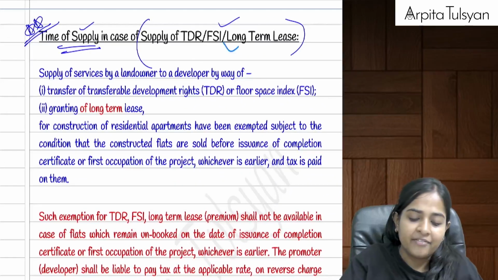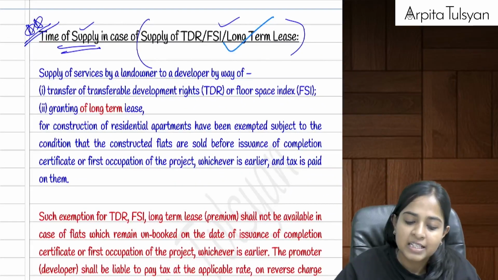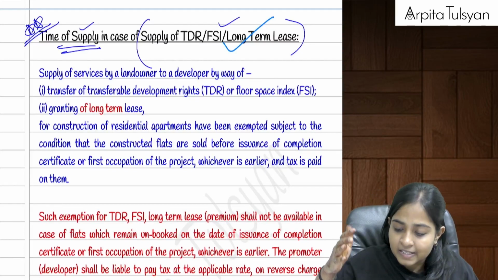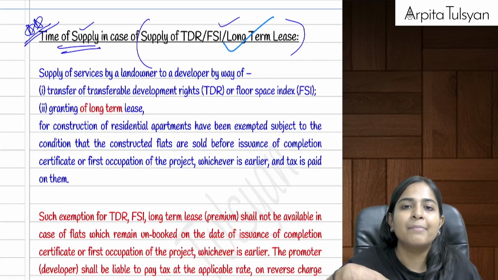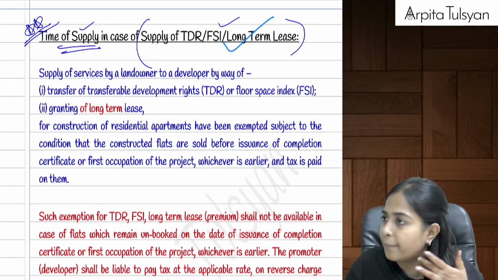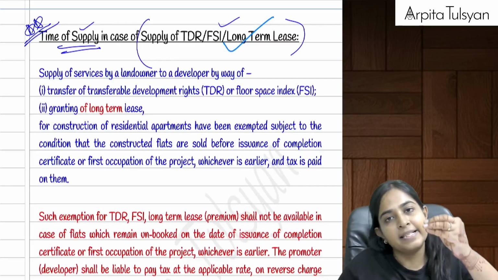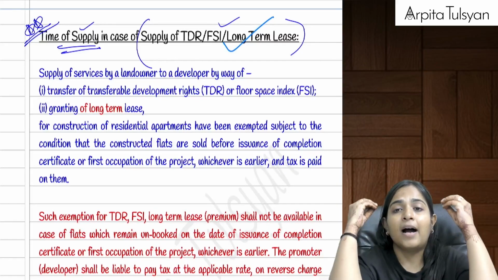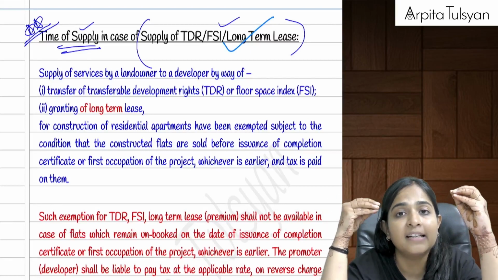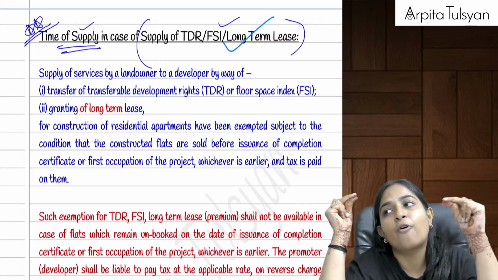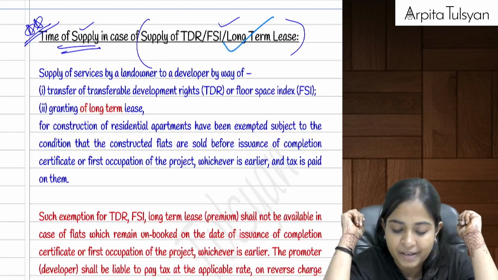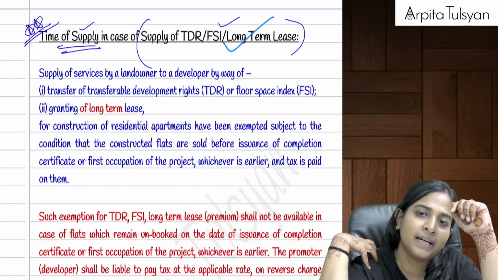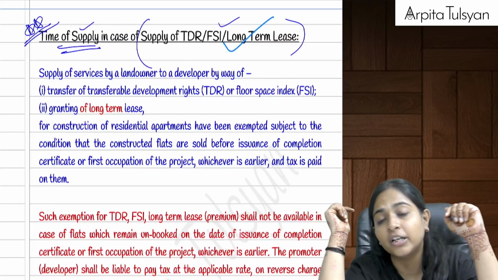Yes, and then we had seen this for supply of TDR, supply of FSI and long-term lease. Let's say I'm the landowner, I'm giving the development rights to a particular promoter or builder, asking them to construct a structure on this and give it to me, where I'm not transferring my land, I'm giving just the development rights. We have already seen the taxabilities in the previous chapter. In this case also we know that reverse charge mechanism is applicable. There is no liability on the landowner, the liability will come on the promoter.